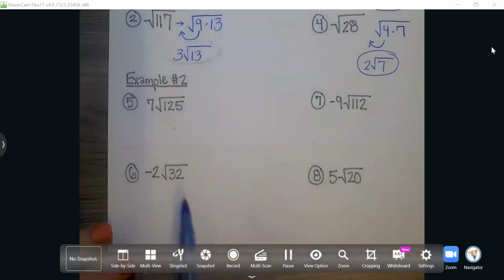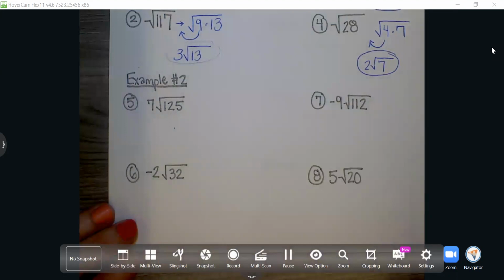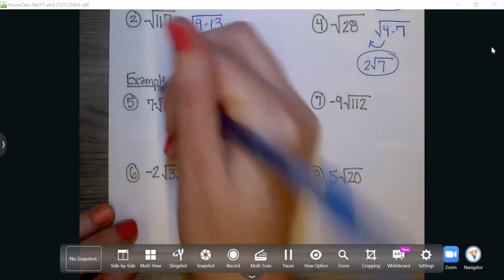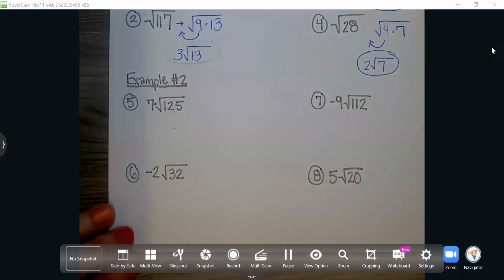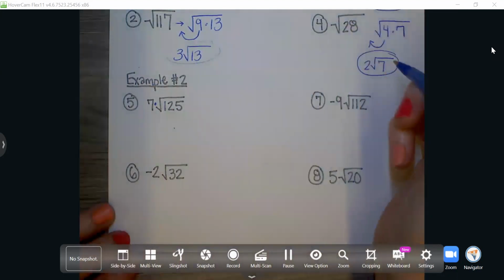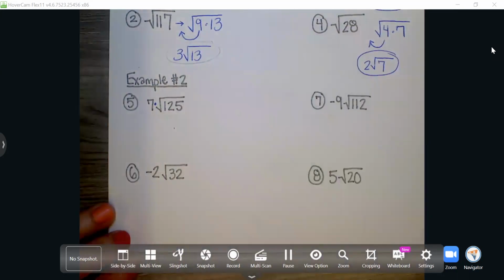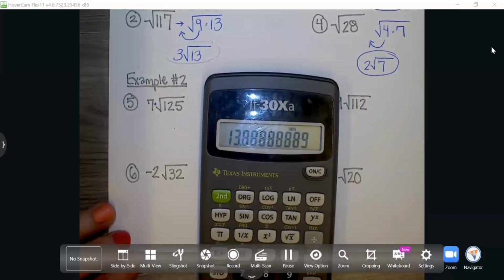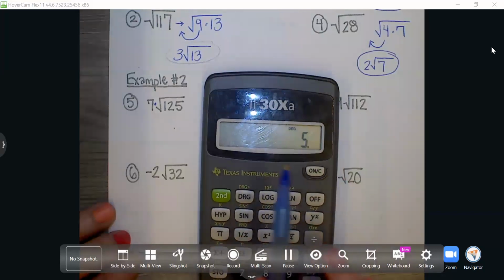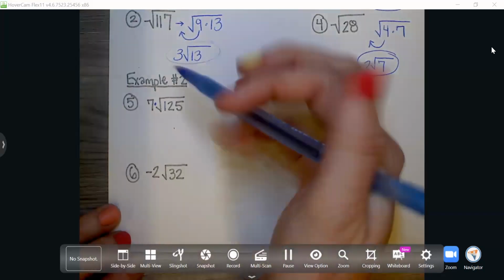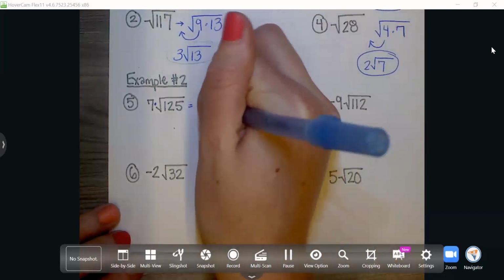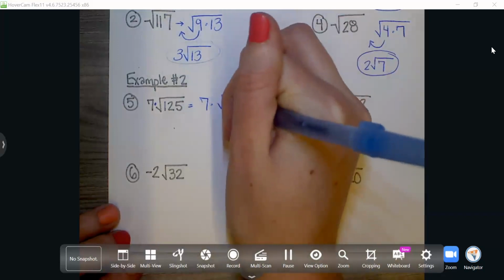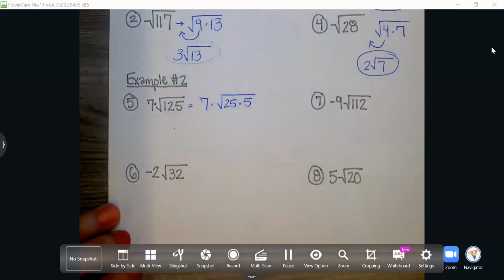Down here, we're going to do the same exact thing. I'm just adding an extra number out in front. This number out in front is going to be multiplied times whatever my answer is here. So let's first simplify square root of 125. Breaking the 125 down, 125 divided by 9. Nope, doesn't work. 125 divided by 16. Nope, doesn't work. 125 divided by 25. Yeah, 25 and 5 are factors of 125. So I'm going to rewrite this as 7 times the square root of 25 times 5.